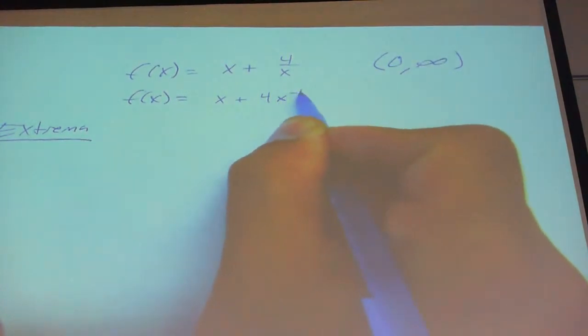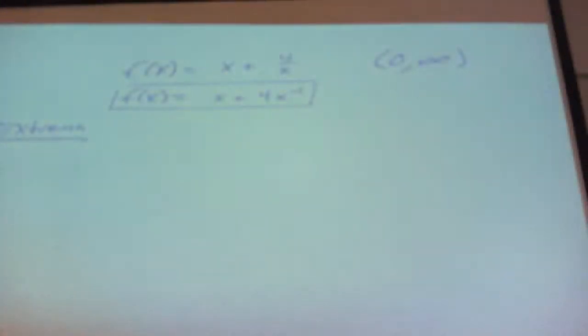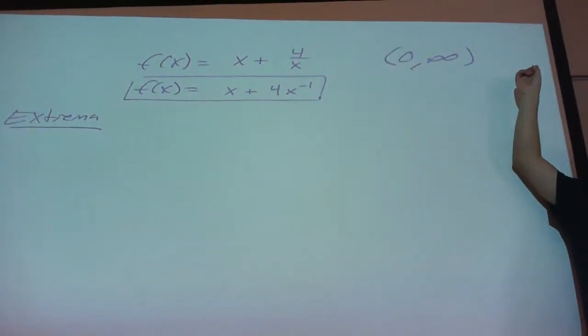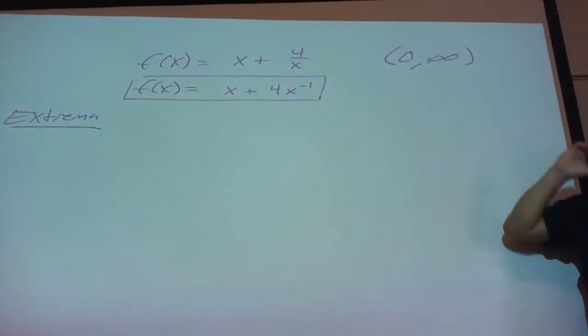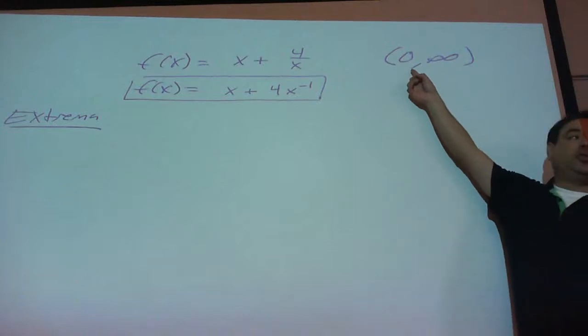4x to the negative 1. So that's the original. Now, I'm going to give you some time to work on it, but the endpoints is from 0 to infinity. So do I have any endpoints? Am I going to use both, one or none? I'm only going to use 0.